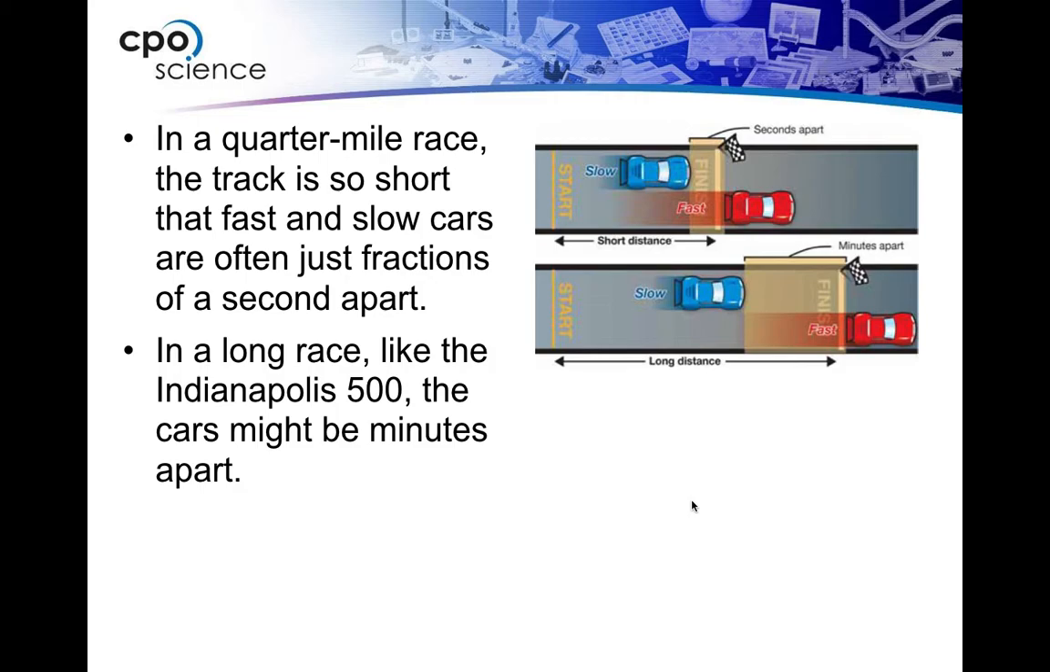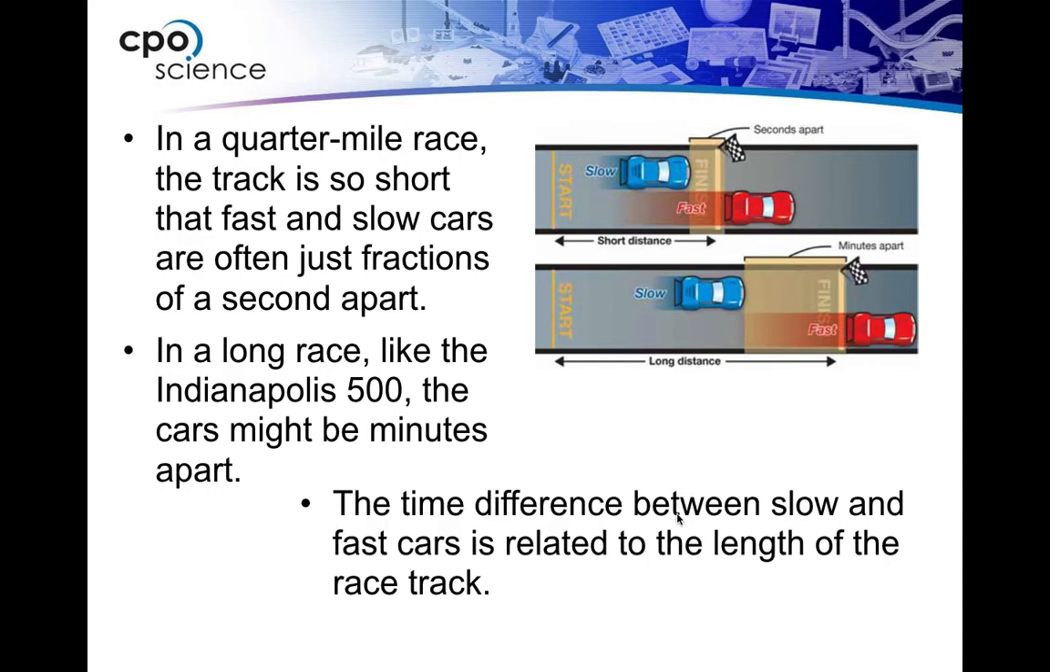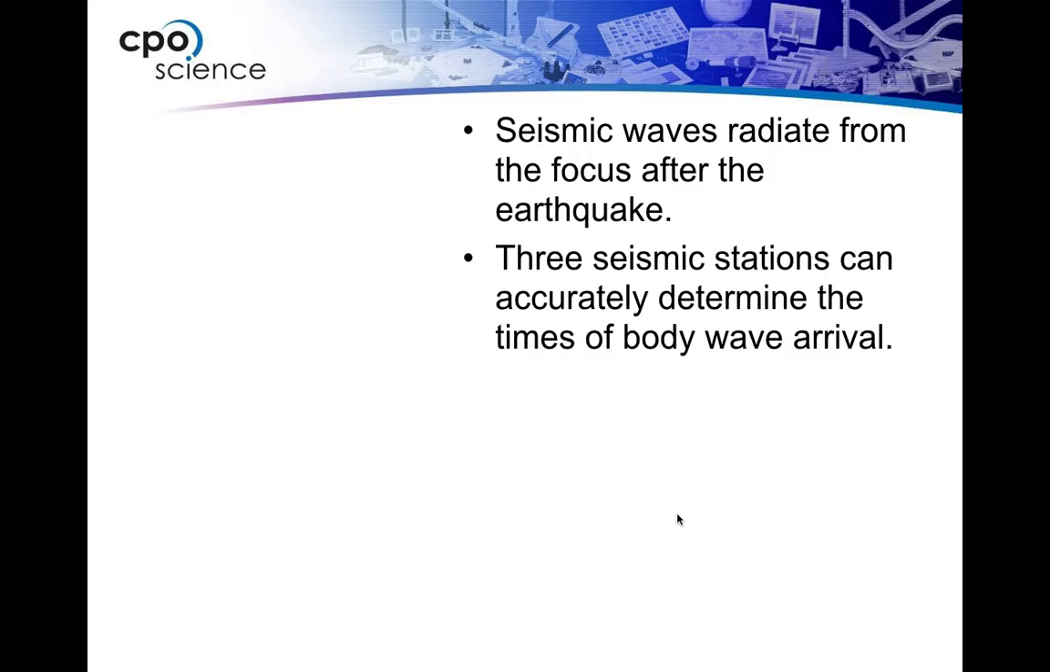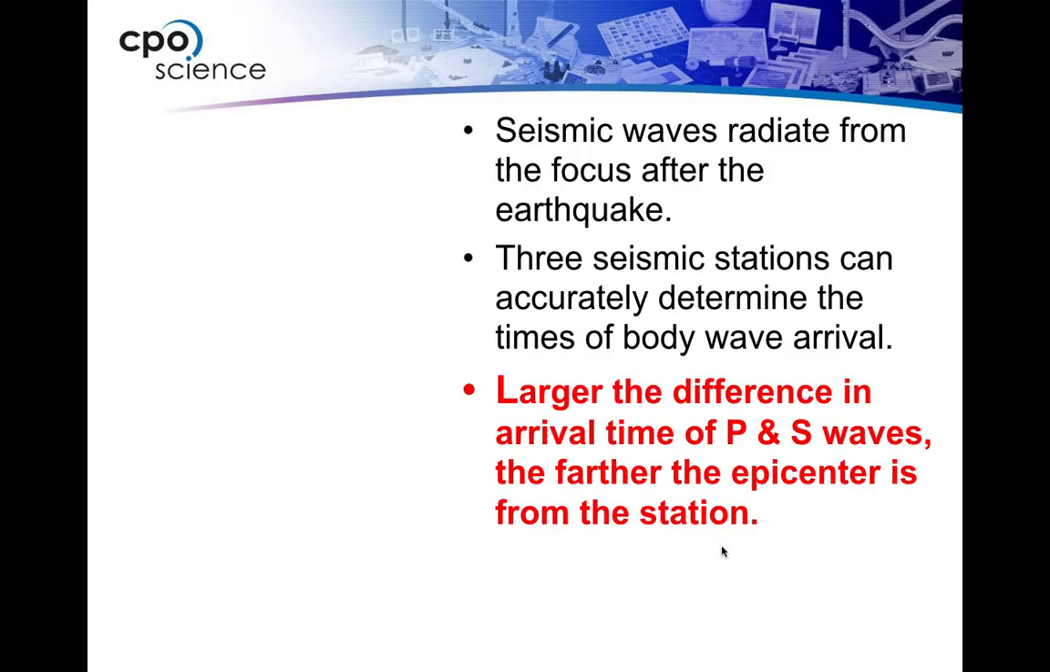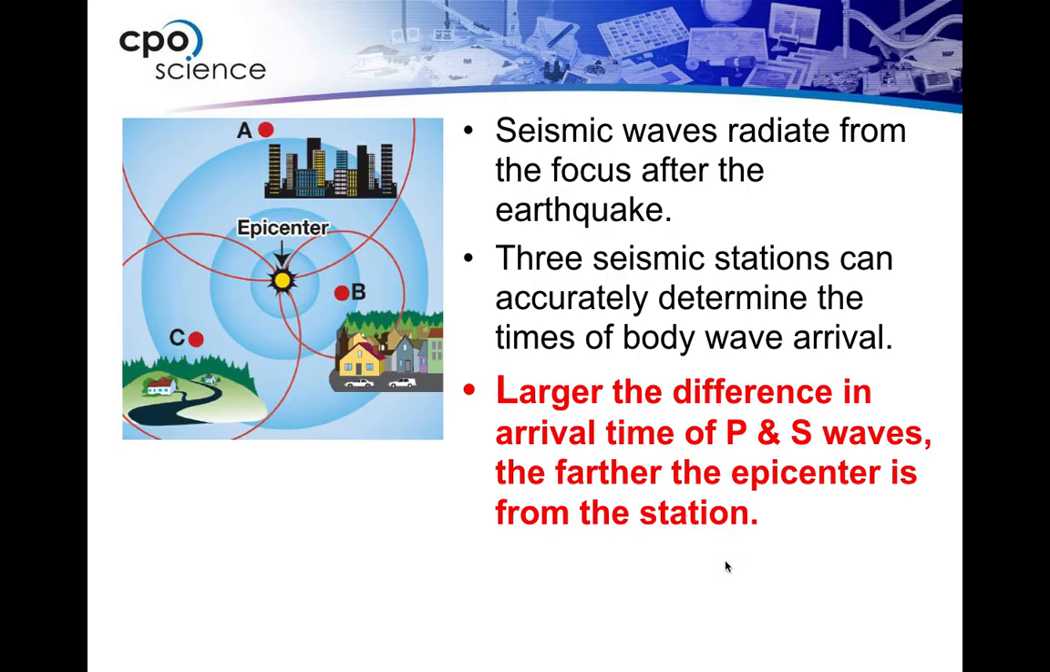So I'll just say that again. The closer you are to an earthquake, the closer the seismic waves are going to be to each other. The farther away from an earthquake you are, the farther apart those waves are going to be. So it's the time difference between those waves that we use to figure out where the epicenter of the earthquake is. These seismic waves radiate out from the focus of the earthquake. Three seismic stations, that's all we technically need, are used, and they take the data from those three and figure out where the epicenter is. Like I just said, the larger the difference in arrival time of those P waves and S waves, the farther it is from that epicenter.